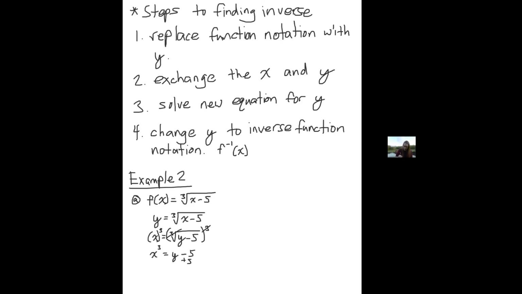Add 5 to both sides to get y by itself. So we get x cubed plus 5 equals y. So y equals x cubed plus 5 is our inverse. Now we just need to change back to inverse notation. So instead of f of x, this is f inverse of x equals x cubed plus 5. That's our answer.